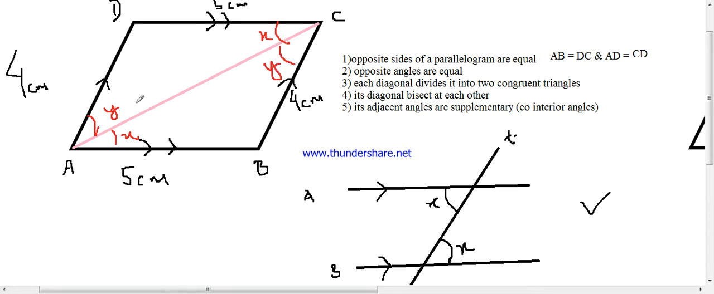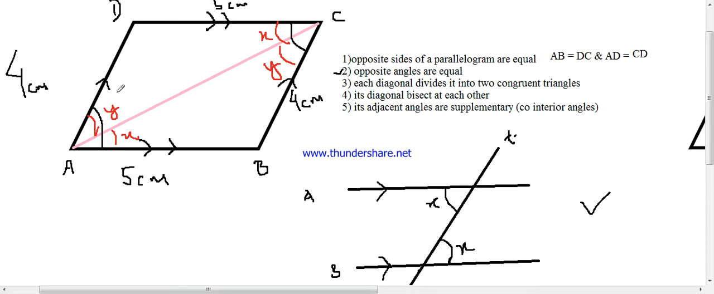Again the same concept, because they are interior alternate angles. Now as you can see over here, in total angle A, X and Y, in total angle C, X and Y, therefore the opposite angles are equal. Condition number 2 fulfilled. This is the reason opposite angles are equal, just because they are interior alternate angles.